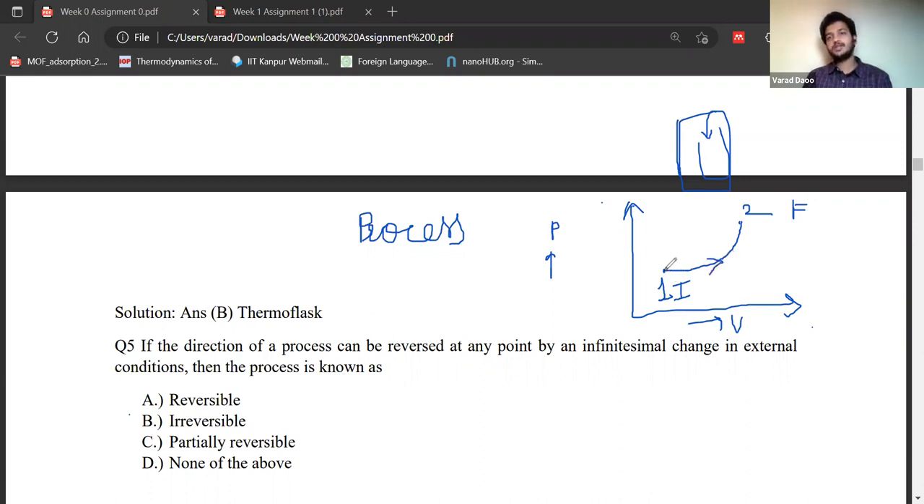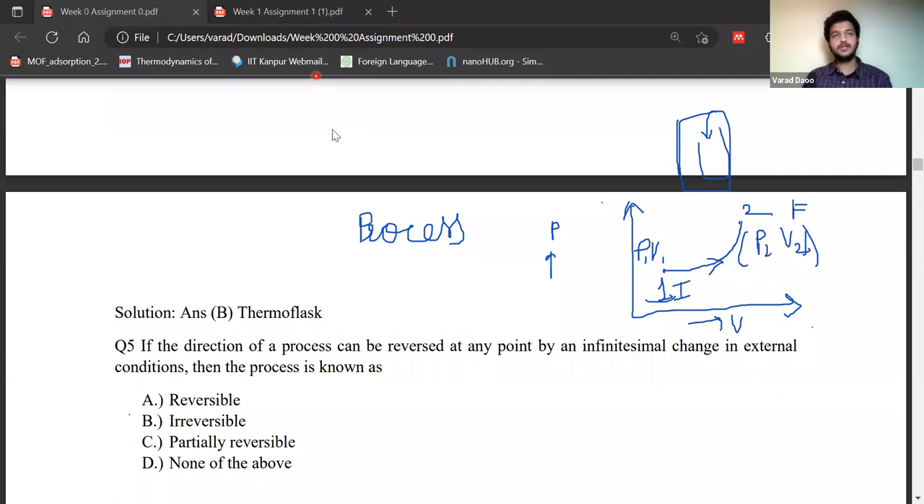So when the system goes from a certain setup, here pressure will be P1, volume is V1, and here it will be P2, V2, right? When a system changes its position from an initial state to a final state, this phenomenon is called a process, right? Thermodynamic process.